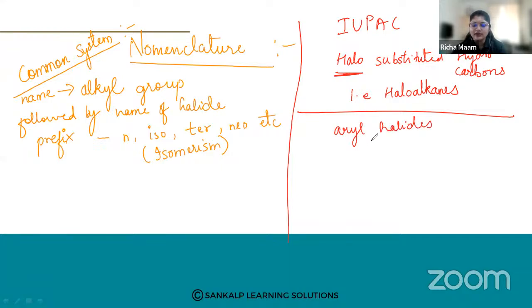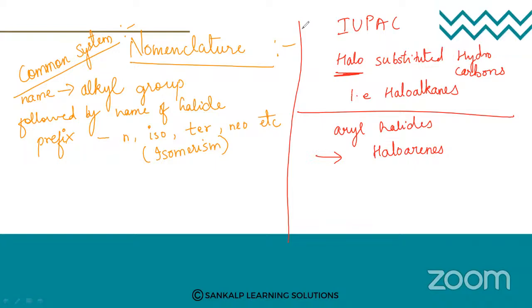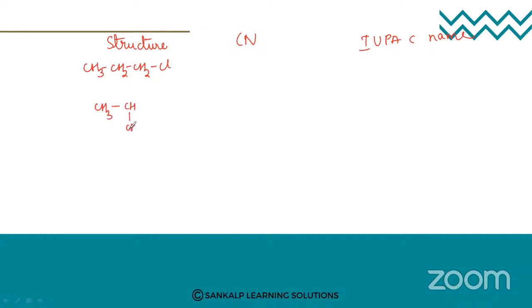The IUPAC name as well as the common name is derived as haloarene itself. Now we'll see a table. I'll write the structure, then the common name and the IUPAC name. So try to give the name. What is this structure? CH3, CH2, CH2, Cl.